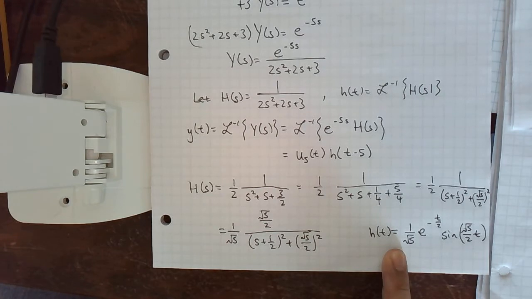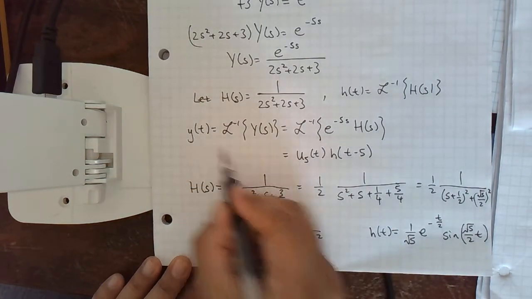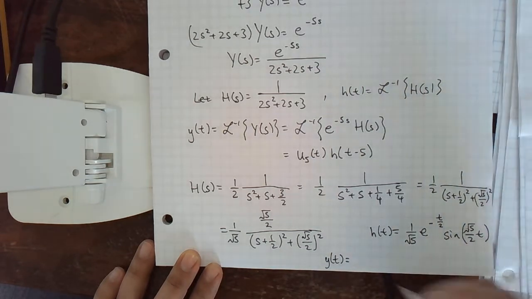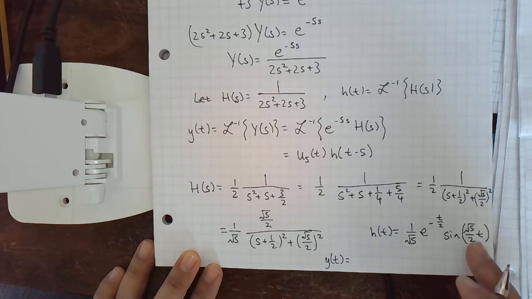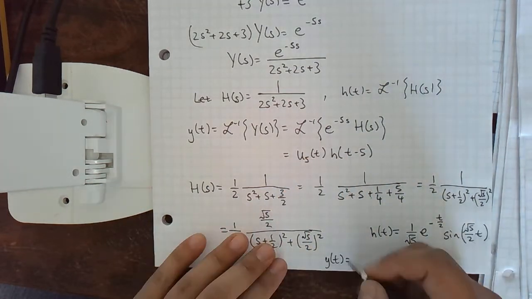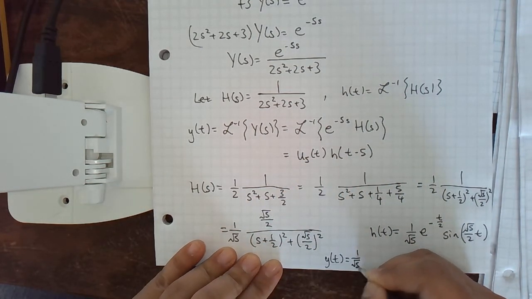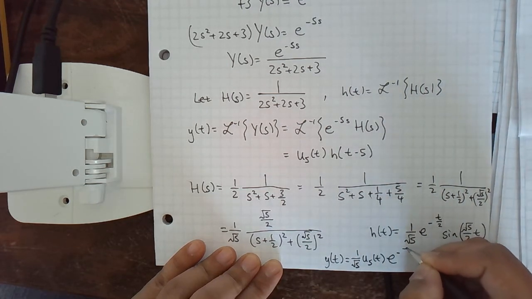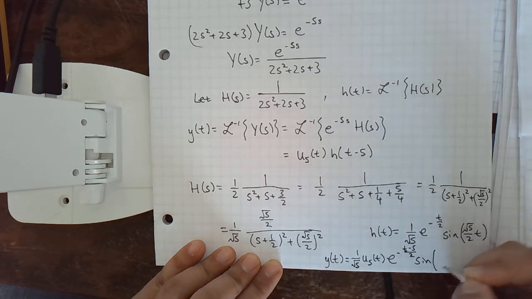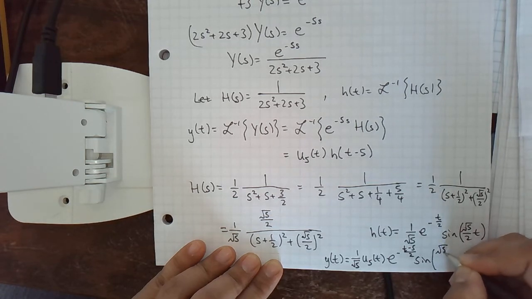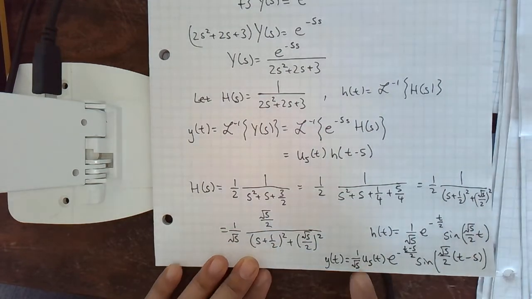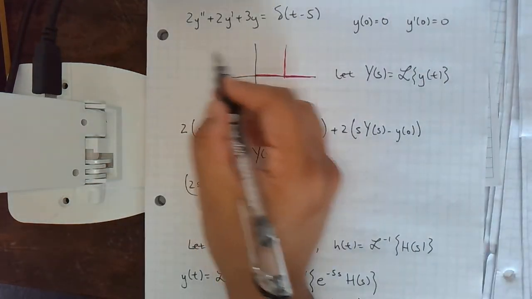Okay, we found our little h of t, which means we can put it back into here to get our y of t. So y of t is going to be h of, we'll put in t minus 5 for t, and then we'll multiply by a unit step function. So 1 over root 5, u5 of t, e to the negative, this is now t minus 5 over 2, sine of root 5 over 2 times t minus 5. That's the solution to this differential equation up here.